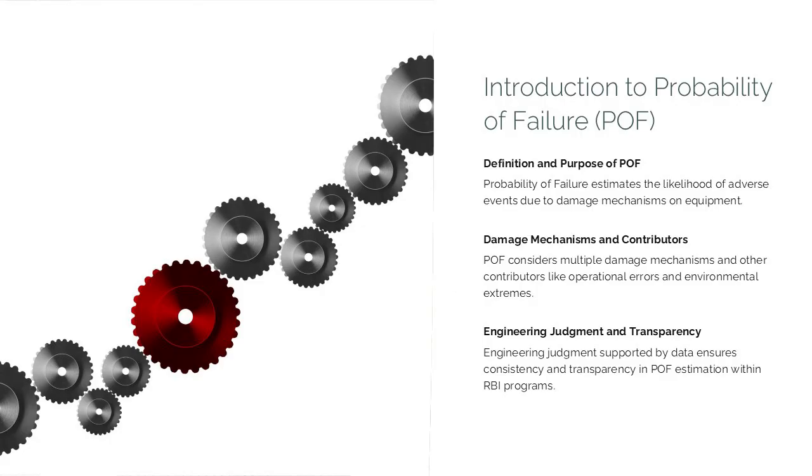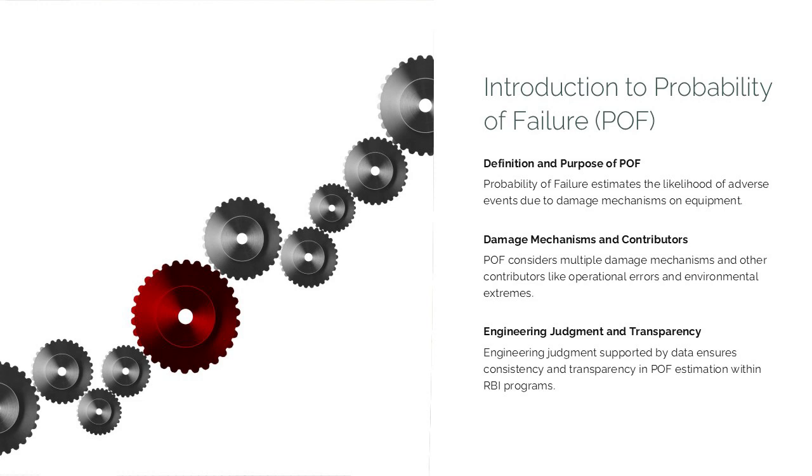The introduction to probability of failure focuses on defining what POF represents and how it is applied within an RBI program. POF estimates the relative likelihood that an adverse event, such as a leak or rupture, will occur due to one or more damage mechanisms acting on equipment. This assessment must consider all credible damage mechanisms to which the equipment is susceptible, including situations where multiple mechanisms interact, such as corrosion combined with creep or fatigue.